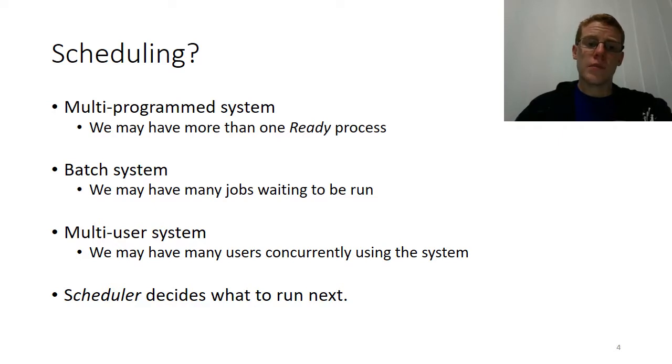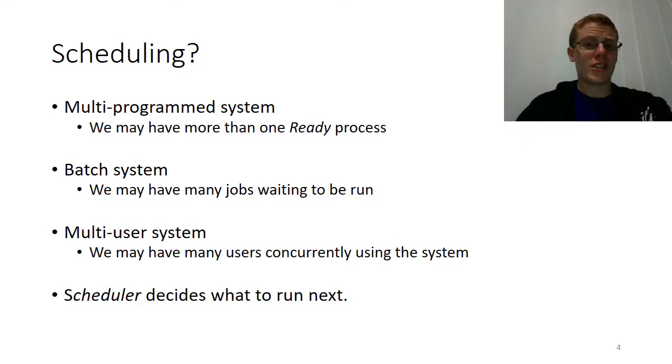So some examples of cases where scheduling might be important are a multi-programming environment where we might have multiple processes sitting in that ready state that we talked about before, and all of those are capable of being run. So we have to decide which one we're going to run, and if we make those decisions well, then we can have a more efficient system, and if we make them poorly, then we can have a terrible system.